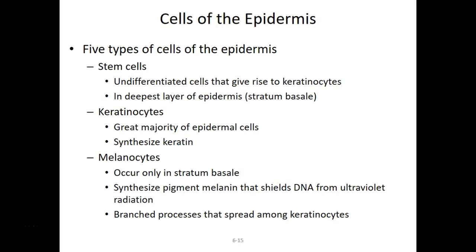We have melanocytes, which are only going to be found in the stratum basale. Melanocytes produce melanin, which gives pigment to our skin, but it also protects us from UV radiation. So one major function of melanin is to protect us. It's like our own built-in sunblock.